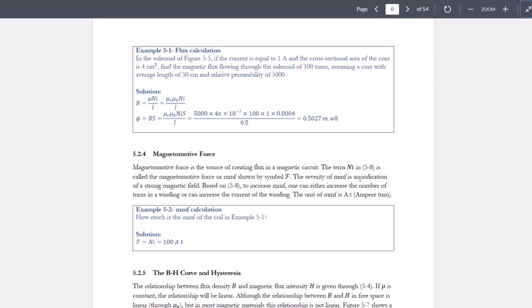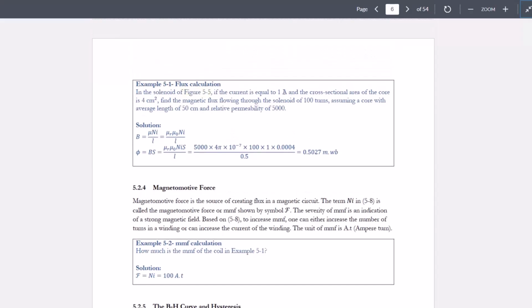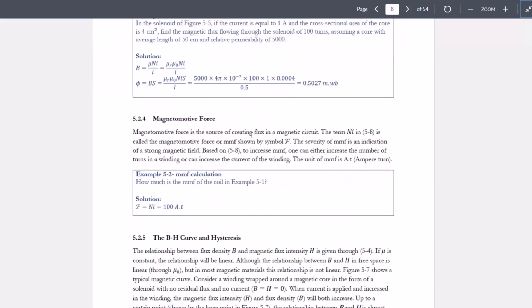The severity of the magnetomotive force is an indication of a stronger magnetic field, right? So based on that equation, N I over L, to increase the magnetomotive force, you can either increase the number of turns, or you can increase the current. The unit of magnetomotive force would be ampere turns. Turns doesn't have a unit by itself, but it's an indication that magnetomotive force can be stronger when you increase the number of turns. That's why we call ampere turns the SI unit of magnetomotive force. So the magnetomotive force in example 5.1 would be 100, because you had 100 turns multiplied by 1, which becomes 100 ampere turns.